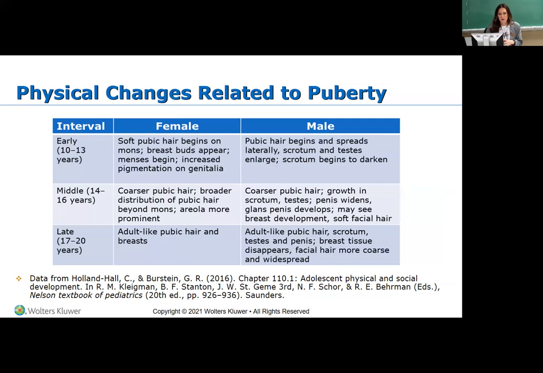Now we have to remember that just because they have these characteristics, they are still children, especially at 16, 17 years of age. They're not quite to that adulthood yet. So that's oftentimes hard to remember.